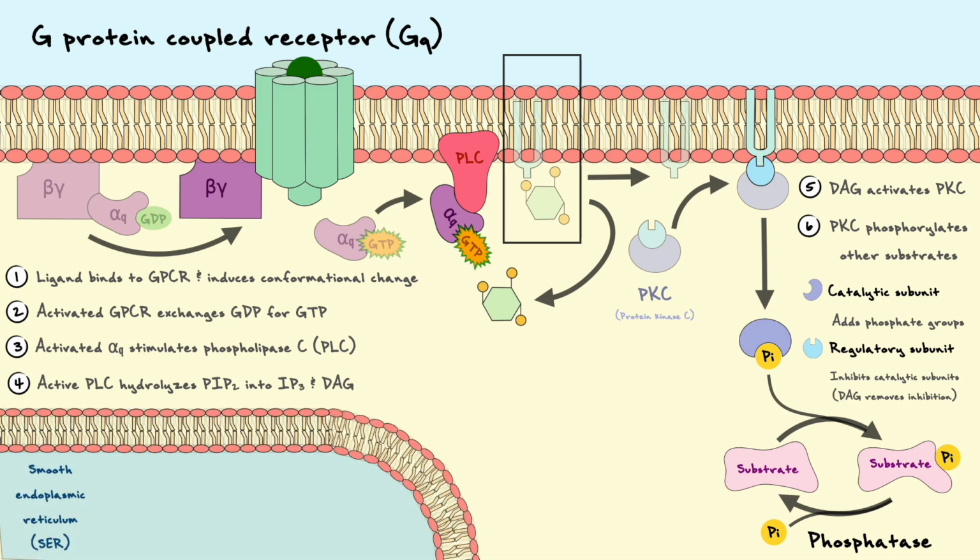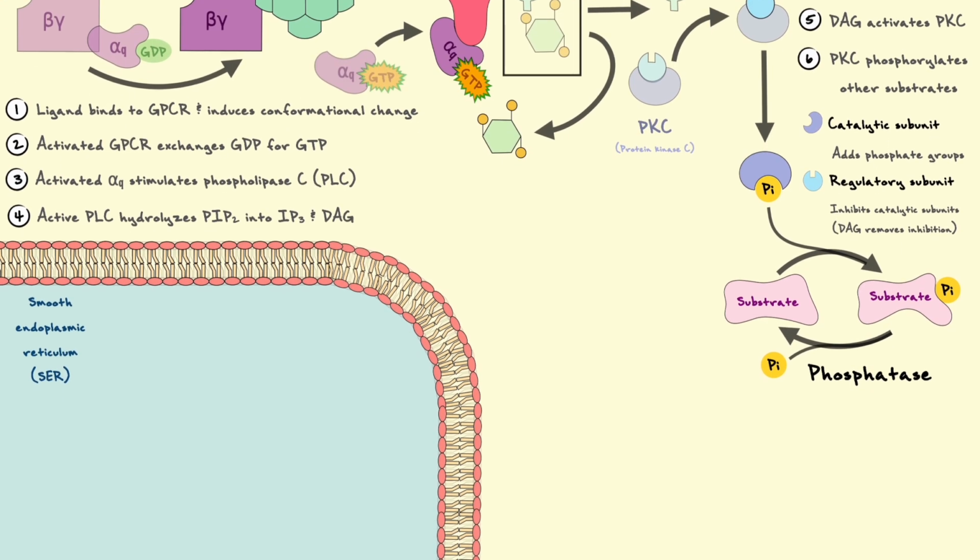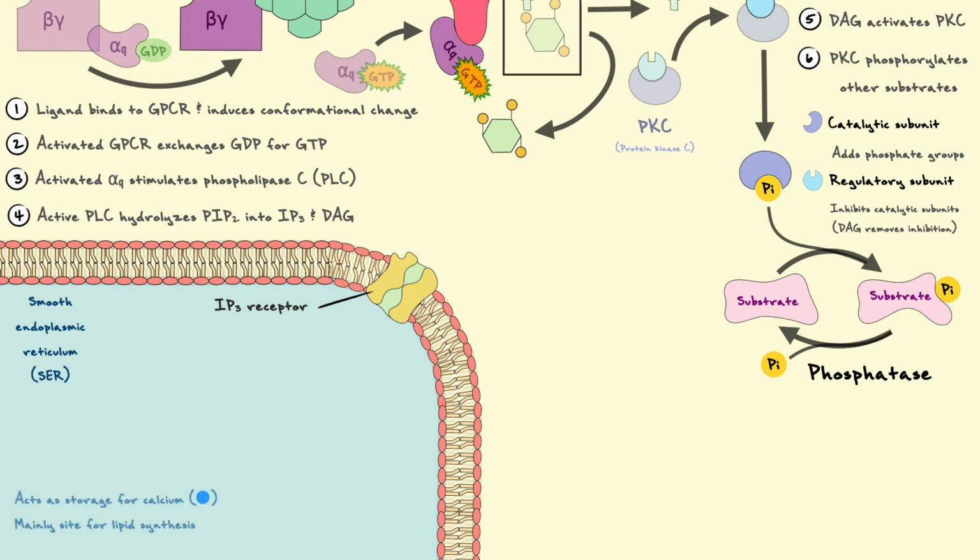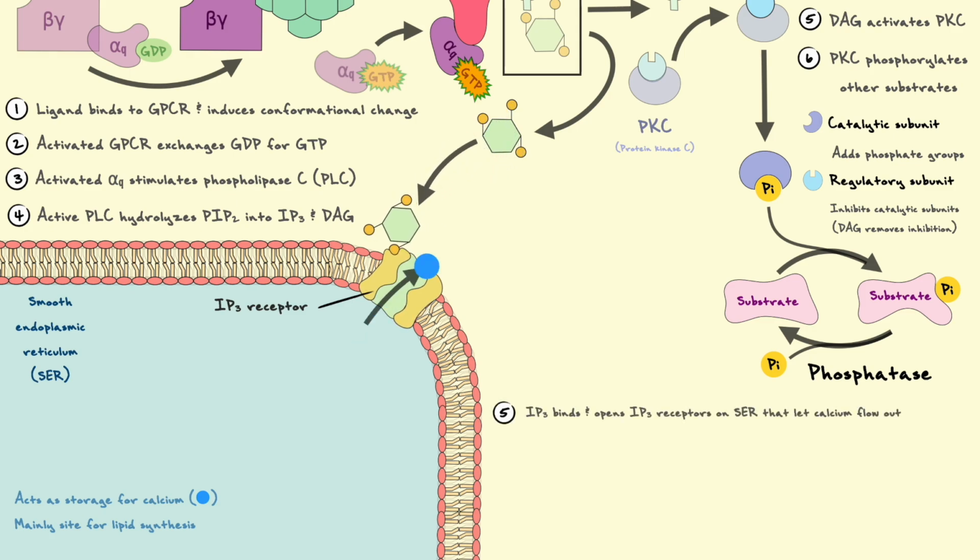One of its important downstream functions is being a ligand for the IP3 receptors that are located on the membrane of the smooth endoplasmic reticulum. The smooth endoplasmic reticulum in cells is usually known to be a site for lipid synthesis, but one other important function is being a storage site for calcium. Since there is way more calcium inside the smooth endoplasmic reticulum, it turns out that upon opening, IP3 receptors let calcium flow out into the cytosol.